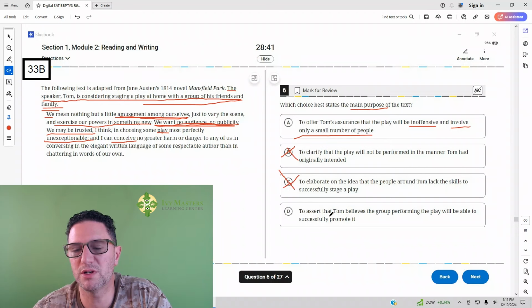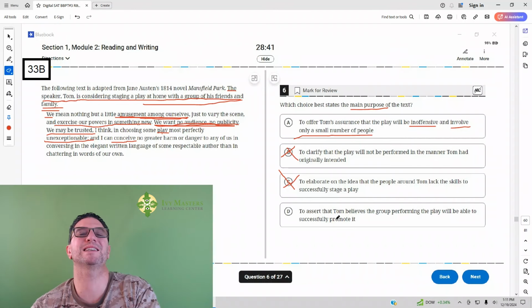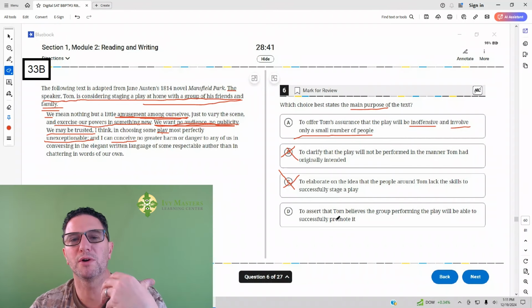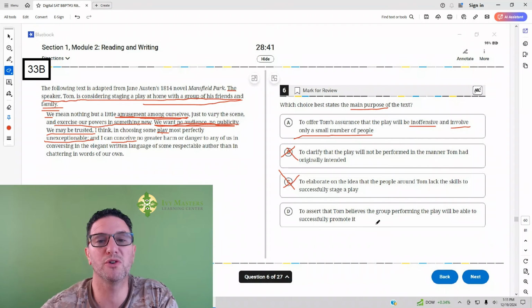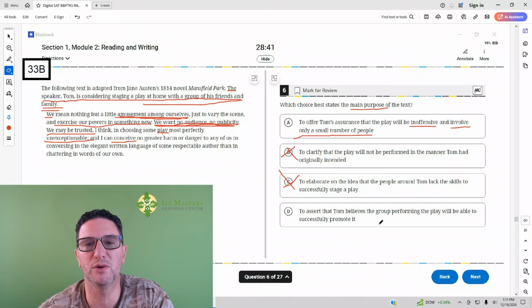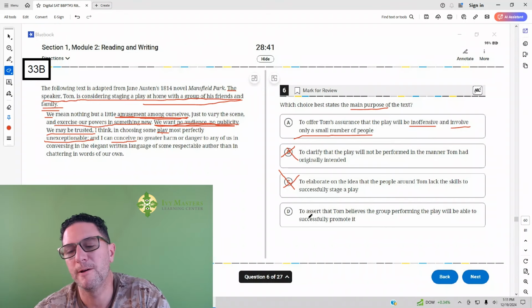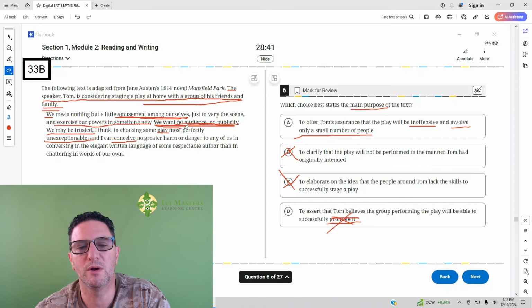Answer choice D, to assert, which means to speak positively, meaning you're announcing it. It's related to the word assertive. When you say something assertive, you could say that you assert that thing. To assert that Tom believes the group performing the play will be able to successfully promote it. Not promote it. They're not looking to promote it. We want no audience, no publicity. That's definitely wrong. It looks like answer choice A is our best answer.